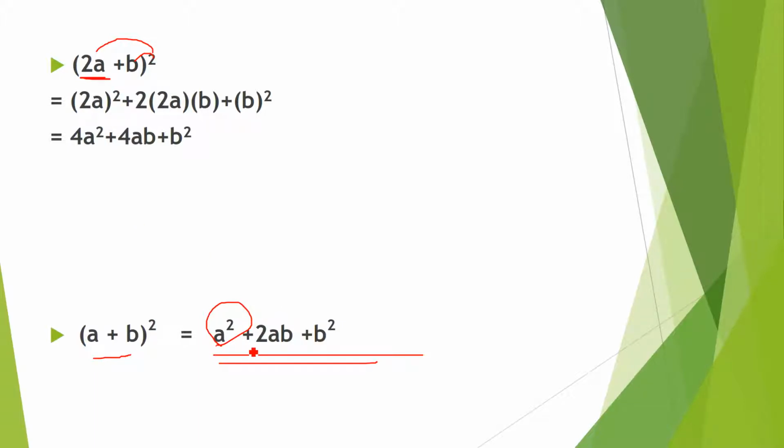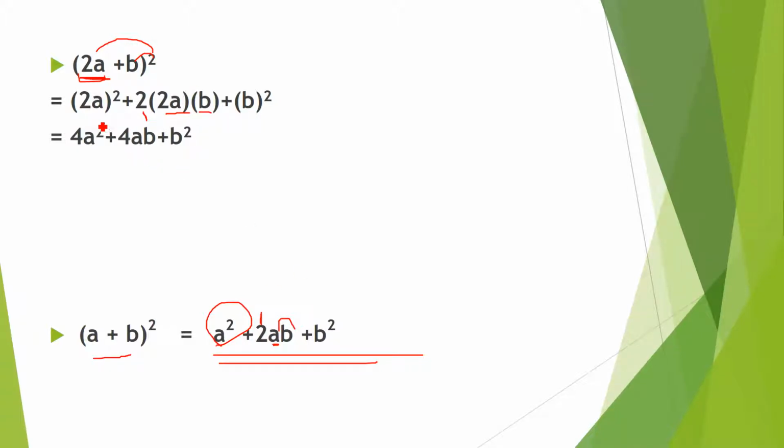What is the second one? Plus 2ab. So this is the 2, this one. And then instead of a, you have 2a, and instead of b, you have b. So 2ab, right? And then the third part is b square. So we have b, so make it b square.